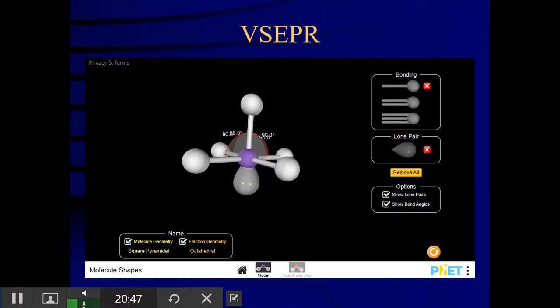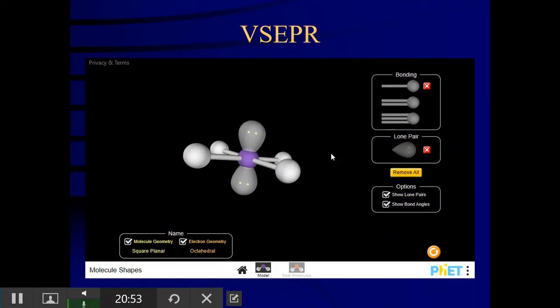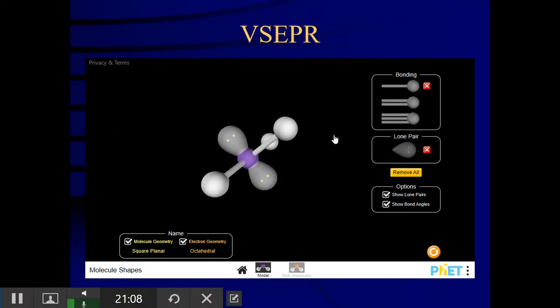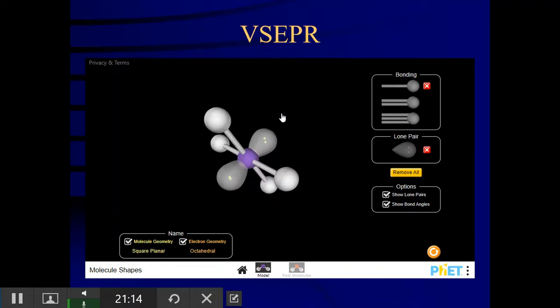The last and final shape that you need to know is this one. If you did xenon tetrafluoride, XeF4, you would see 6 electron domains, 4 shared pairs, 2 lone pairs. And ladies and gentlemen, this is called square planar. Remember, planar, flat, and it's 90 all around.